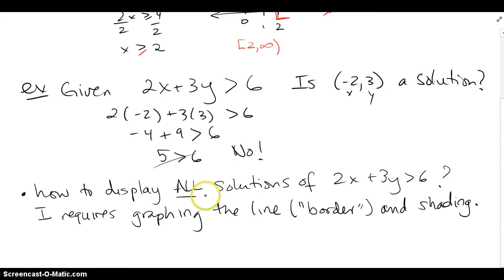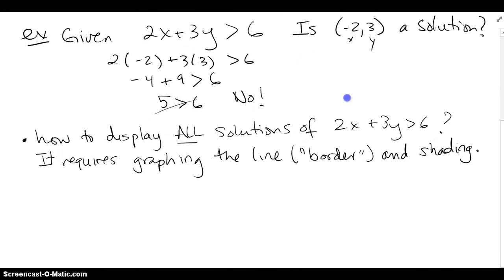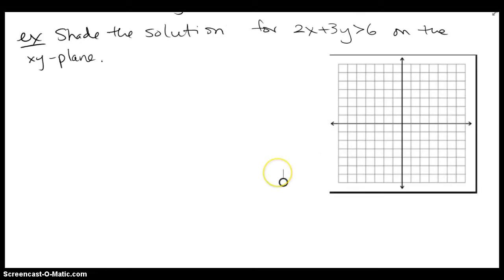So how do I display all the solutions of this inequality? Because right now I have found this one doesn't work. Maybe they'll give me another one, and that'll be a yes because it'll give me a true statement. But how do I give a sense of all the solutions? Well, it requires us to graph the line or the border that this creates, and then also do the shading where the solution might be, kind of like we did the shading in one variable in one dimension. We would have to do that in 2 dimensions for this problem because there are 2 variables. So we're going to shade the solution for this inequality on the xy plane, or the Cartesian coordinate system.